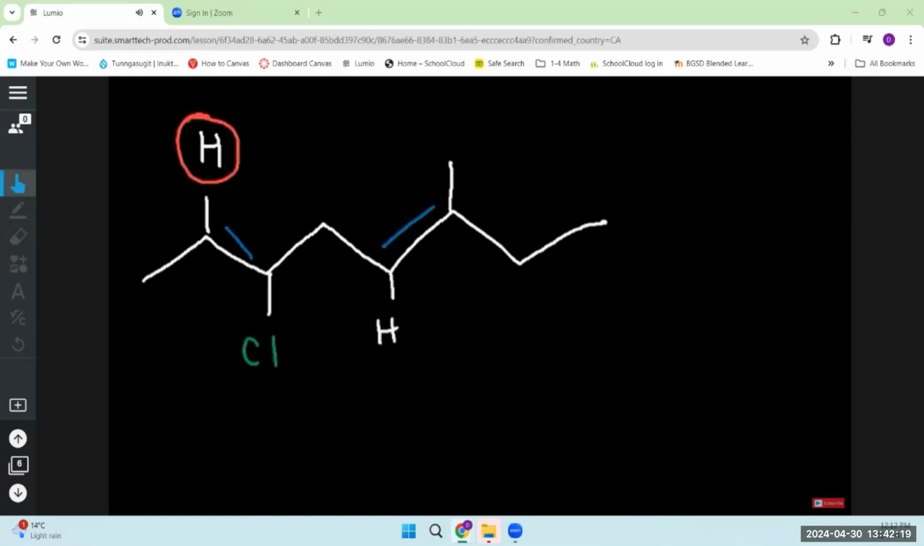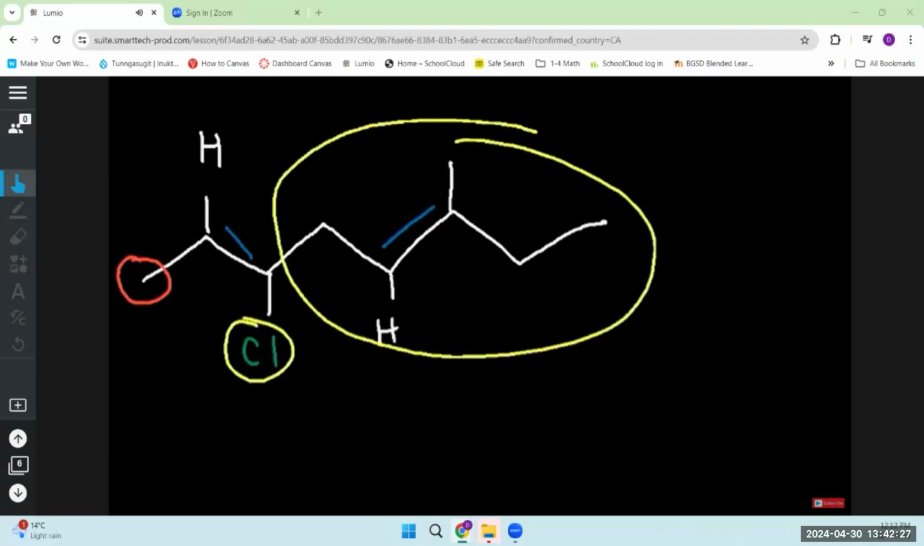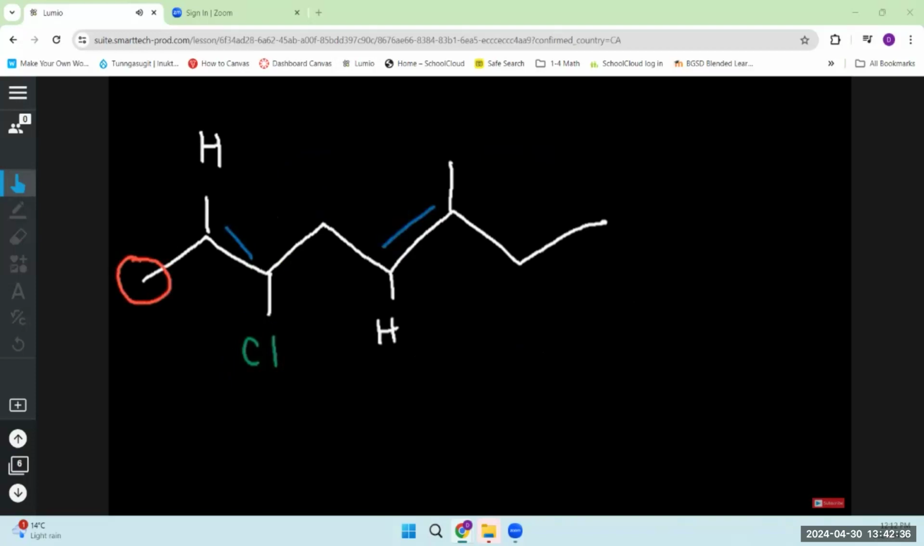So if we compare the hydrogen and the methyl group, the methyl group has more priority. And if we compare chlorine and this group, so you're looking at the carbon atom first versus the chlorine. Chlorine has a higher atomic number than carbon, so chlorine has more priority. So the highest groups are on the same side, therefore this is the Z isomer.